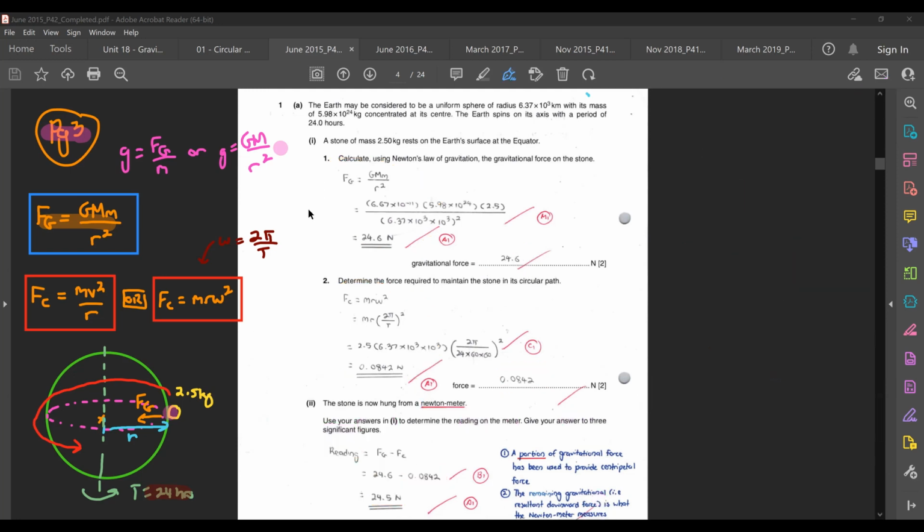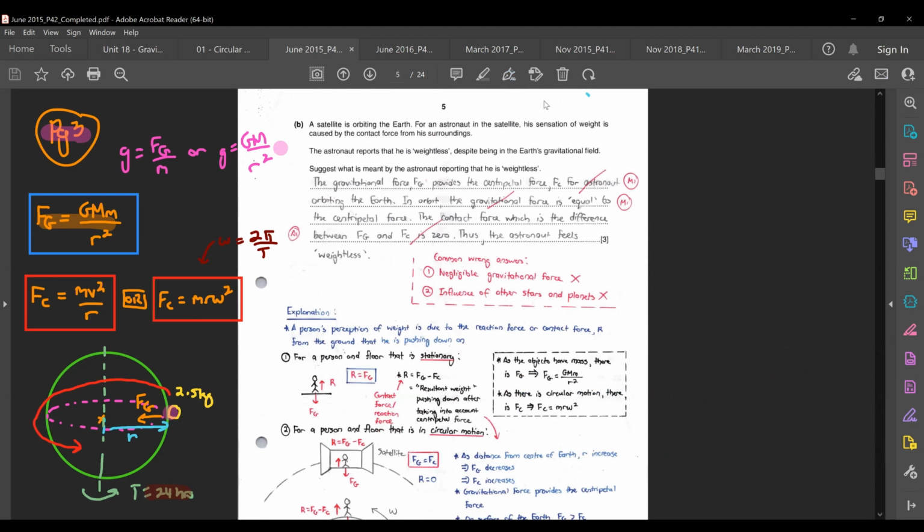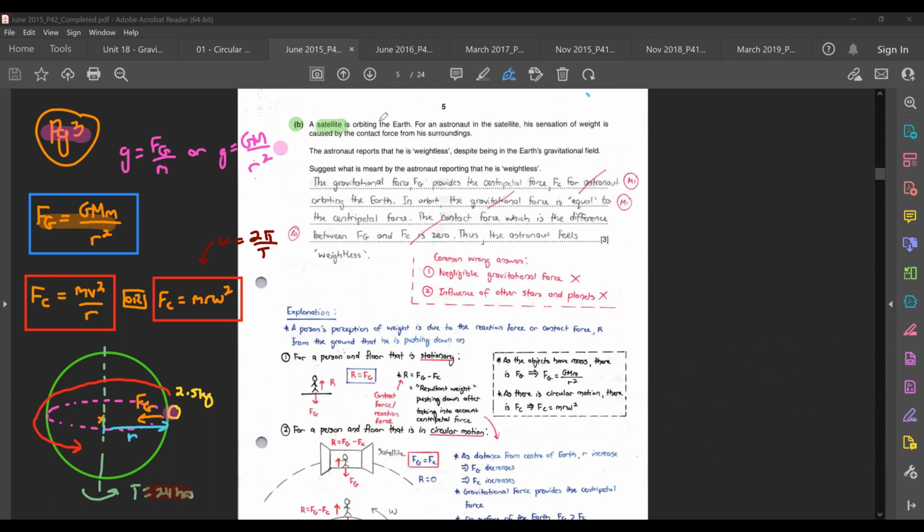Okay, so if you now look at the next page, in this question they mentioned that you have a satellite that's orbiting the Earth. For an astronaut in the satellite, his sensation of weight is caused by the contact force from his surroundings. So the astronaut reports that he is weightless despite being in the Earth's gravitational field. So suggest what is meant by the astronaut reporting that he is actually weightless.